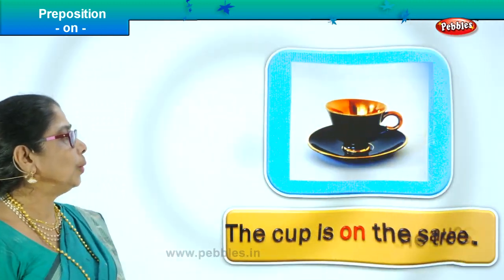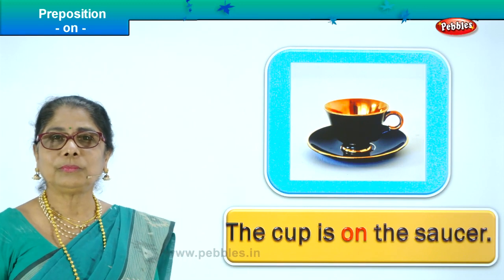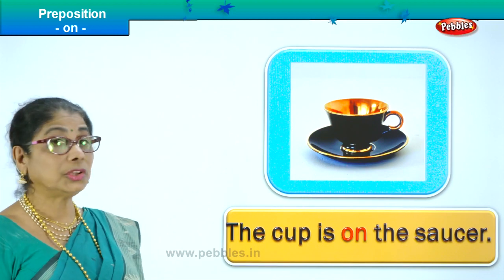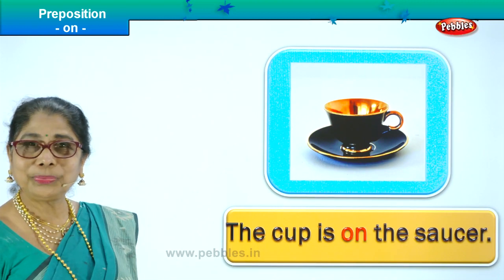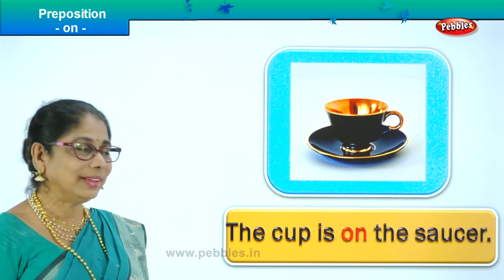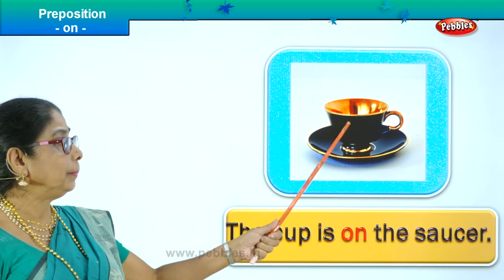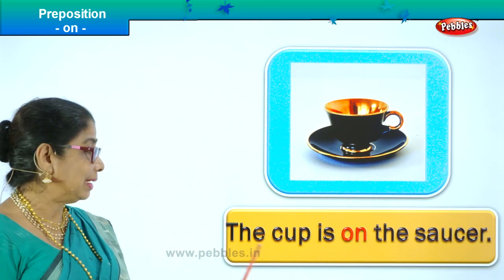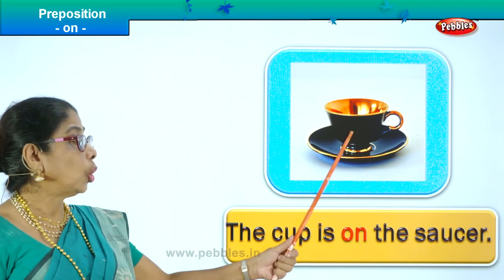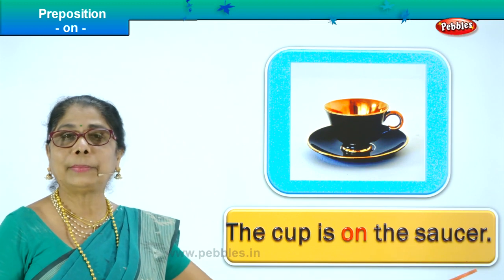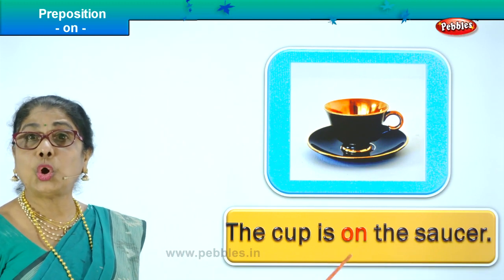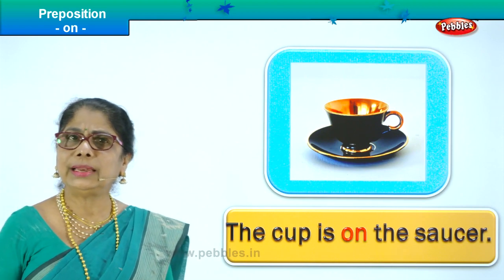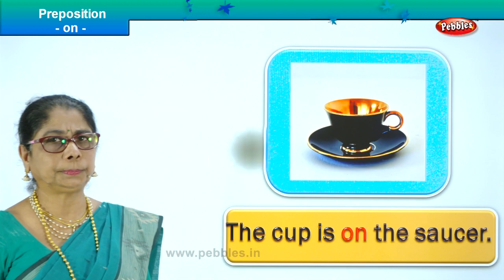Good. Look what we have here. We have a cup and saucer. Where is the cup? The cup is on the saucer. What do you do with the cup? You drink milk, coffee, tea. Okay, good. Where is the cup? On the saucer. It's placed on the saucer. Read the sentence. The cup is on the saucer. Preposition we are doing, and we are doing on. It's in color. The cup is on the saucer. Good. Let's take our next picture.